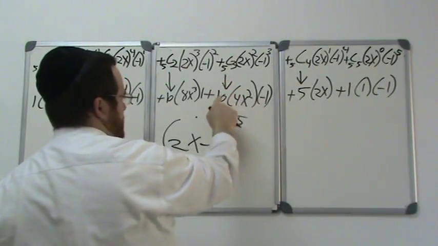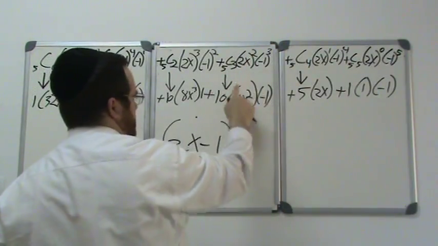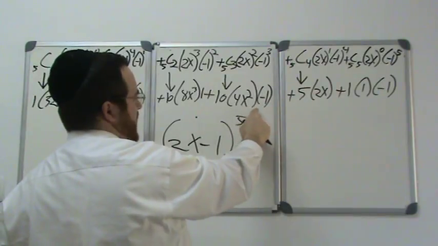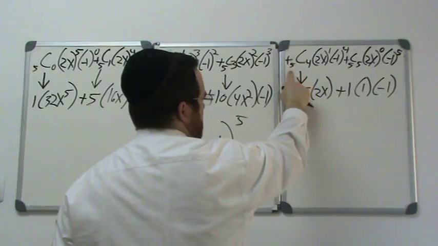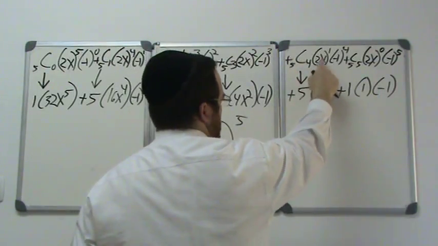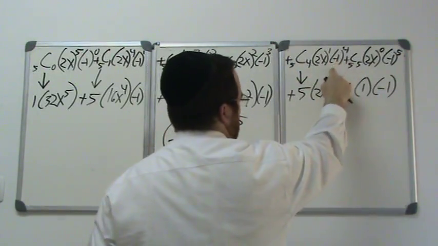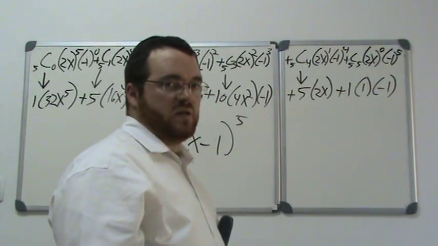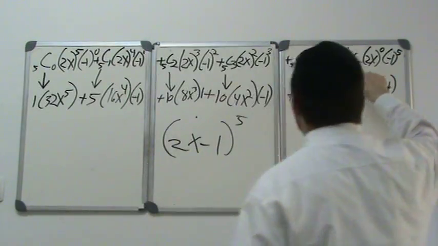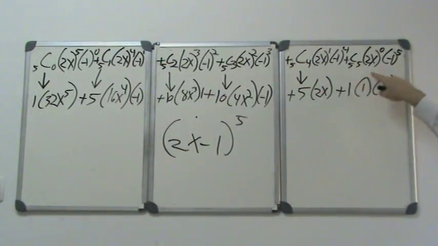So 5 combination 3 is 10. 2x to the second power is 4 times x to the second power. Negative 1 to the third power is negative 1. Plus 5 combination 4 is 5, times 2x to the first power, which is just 2x. Negative 1 to the fourth power is negative 1 multiplied an even number of times, which is just 1. Plus 5 combination 5 is 1, times 2x to the 0 power, and anything to the 0 power is 1. And then times negative 1 to the fifth power: negative 1 raised to an odd power is negative 1.